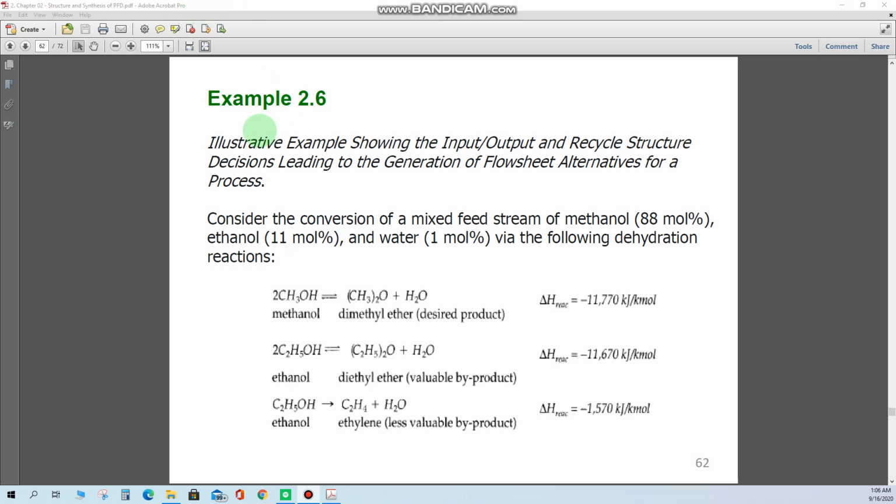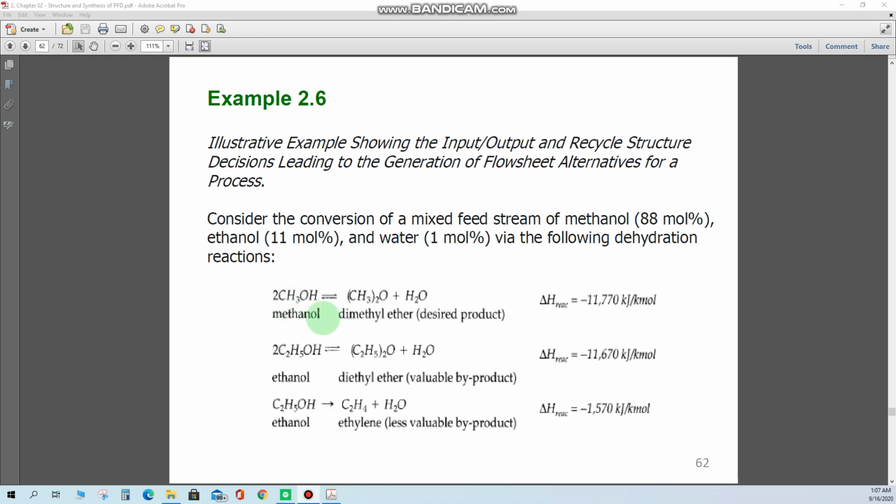Now let us solve this example 2.6, in which we will see how different process alternatives can be developed and how we can actually choose between those process alternatives. Now we are provided with a mixed feed stream of methanol, ethanol and water. The percentages are provided here. The following dehydration reactions are some of the reactions that took place.